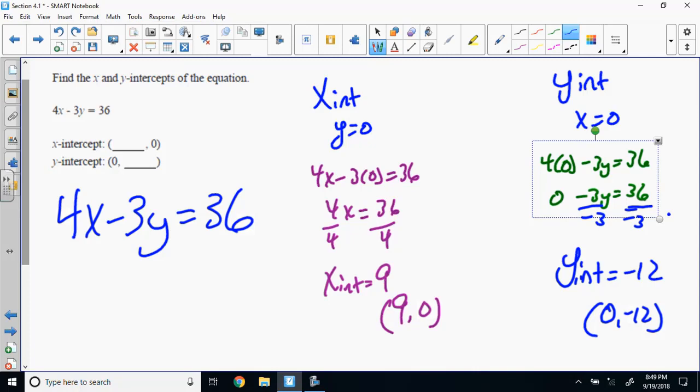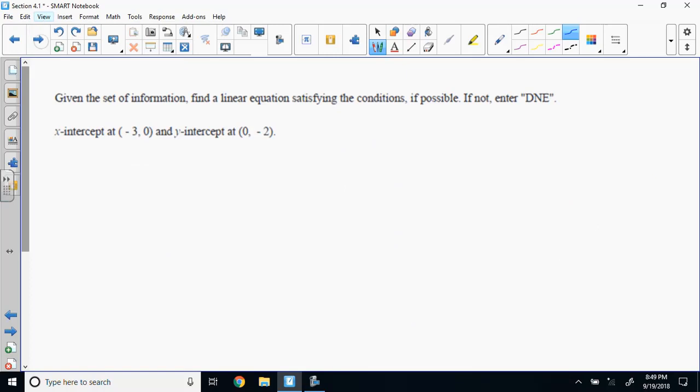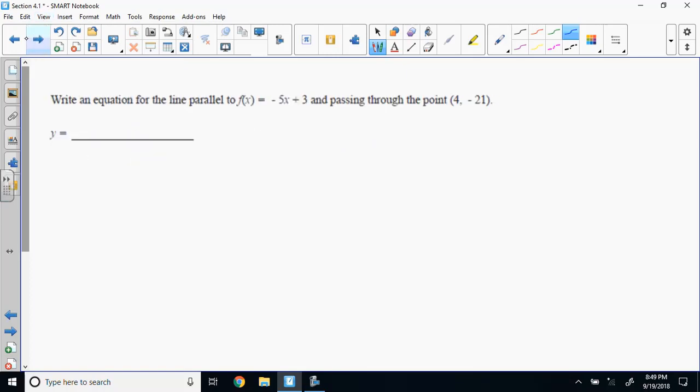If you have a standard form like this, ax plus by equals c, most people will make you change it to slope-intercept form and then graph it. But you don't have to. You can graph it per the x and y-intercepts because that's 2 points, right? That's good math. Okay. Are we done?